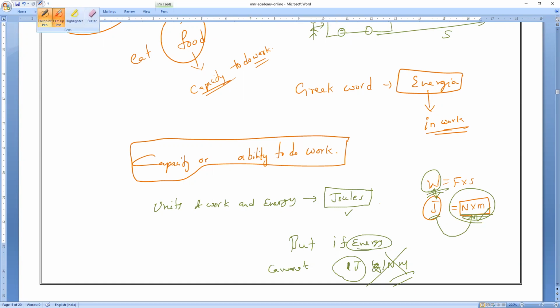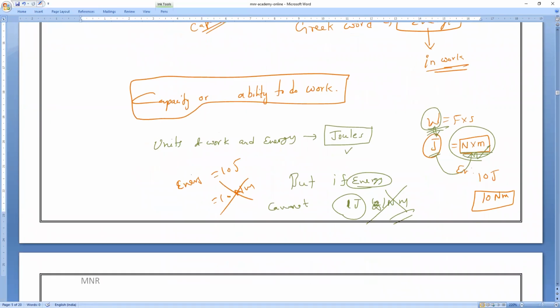So in place of work done, you can write Newton meter in place of joule. Suppose I say work done is equal to 10 joules. You can write it as 10 Newton meter. But if I say, for example, energy is 10 joules, you cannot write 10 Newton meter. It is wrong. Newton meter can replace joules only for work done, not for energy.